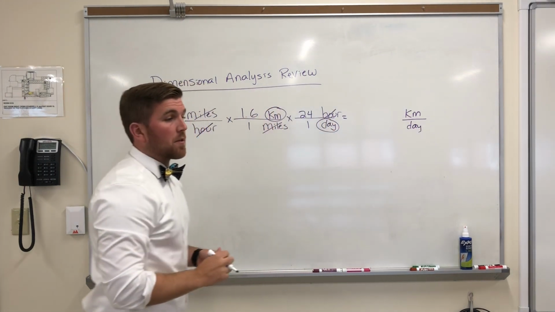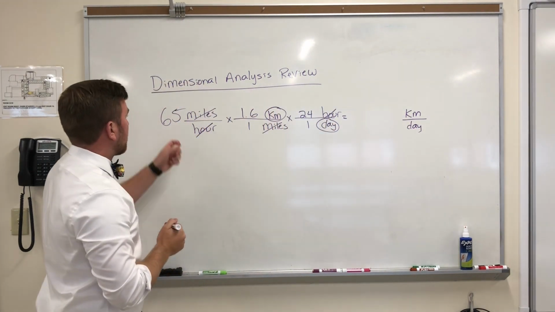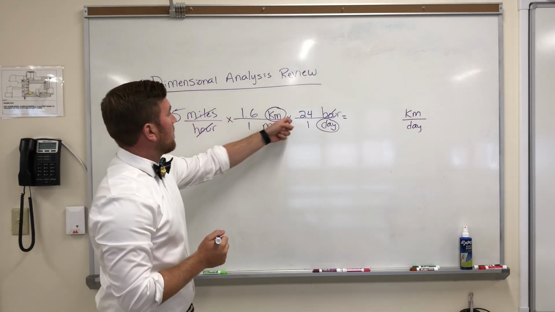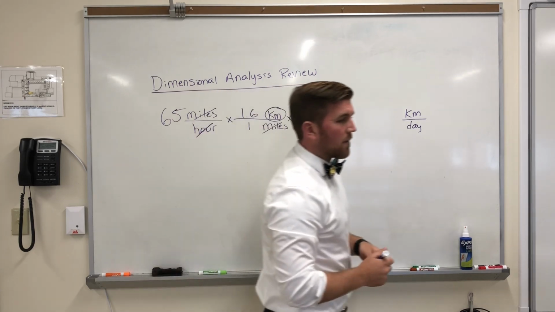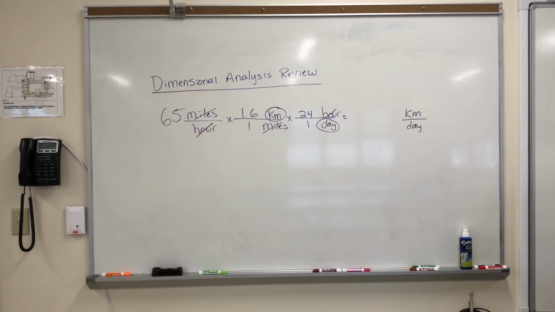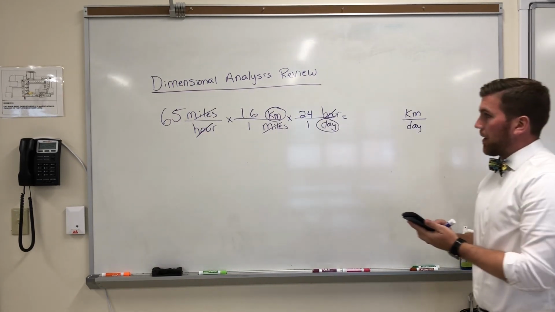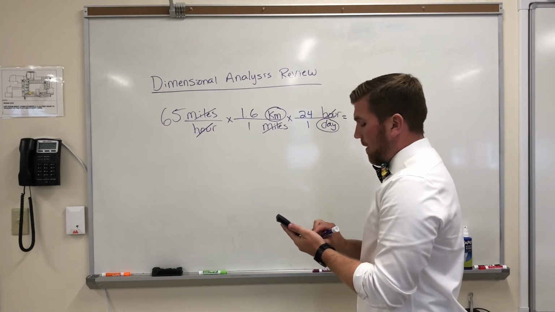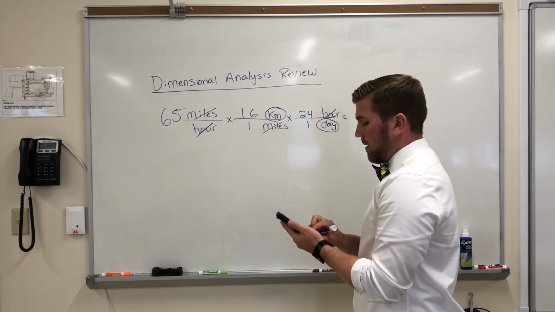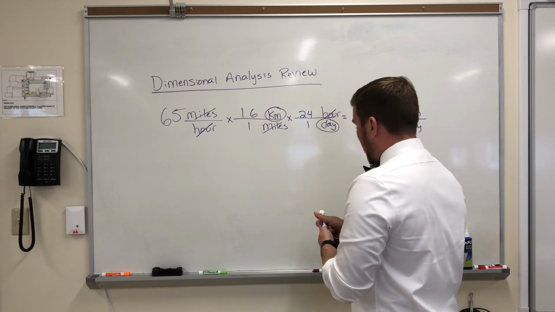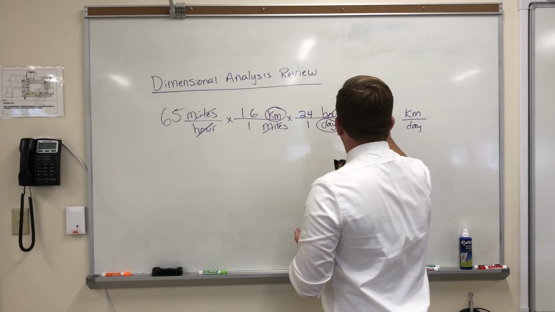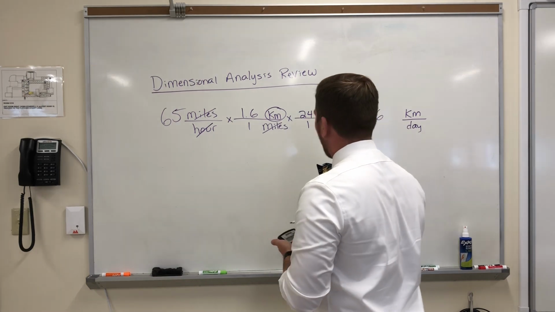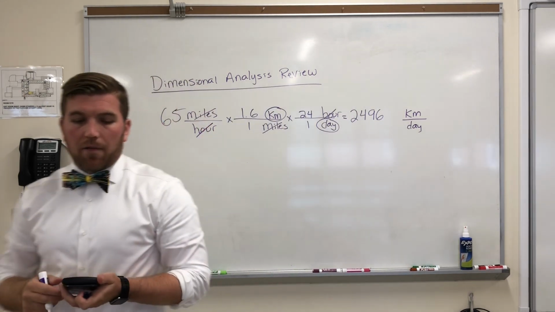Now my last step to this problem is simply to take 65, multiply by 1.6 and 24, and then divide by the bottoms, which in the case of this problem are all ones. So if I grab a calculator, 65 times 1.6 times 24 gives me 2,496. So 2,496 kilometers per day is how far I would travel.